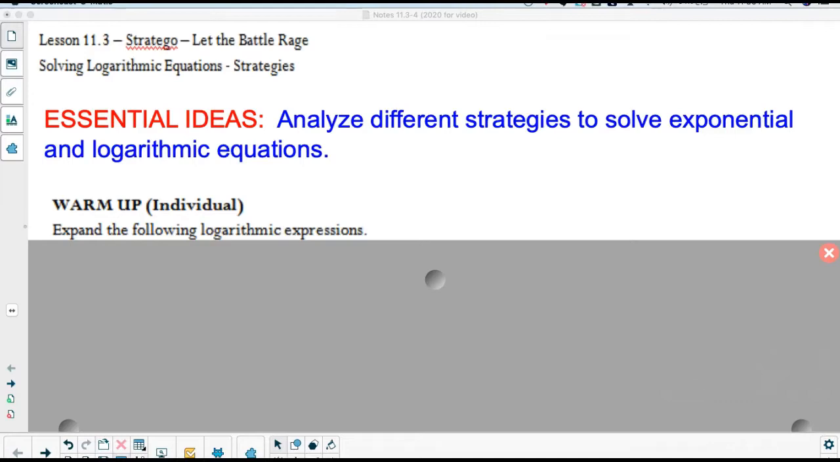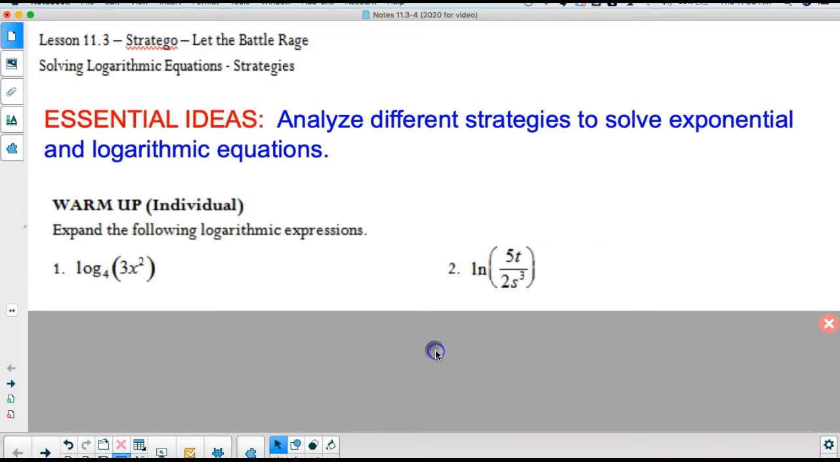Today we're solving exponential equations and logarithmic equations. Our essential idea today, and tomorrow for that matter, is analyzing different strategies to solve exponential and logarithmic equations, because how you solve one depends on how it was given to you. Before we go there, let's get the engines turning with a couple of warm-up problems quick.